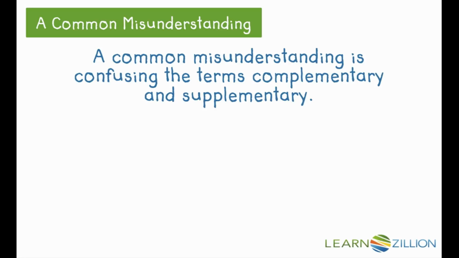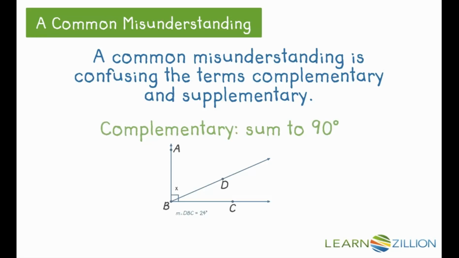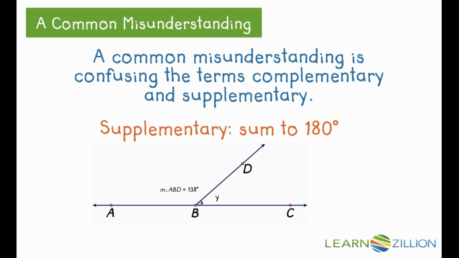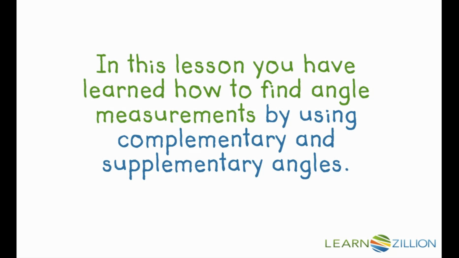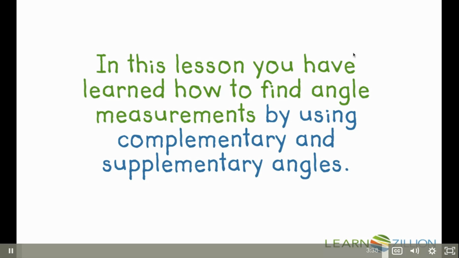One way to remember them is to put them in alphabetical order. Complementary comes first alphabetically and is the smaller measurement at 90 degrees. Supplementary comes later in the alphabet and is the larger measurement at 180 degrees. Supplementary angles also form a straight line, and supplementary and straight both begin with the letter S. In this lesson, you have learned how to find angle measurements by using complementary and supplementary angles.